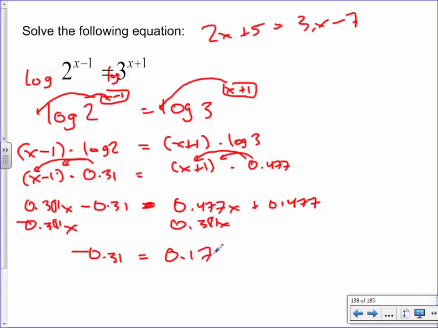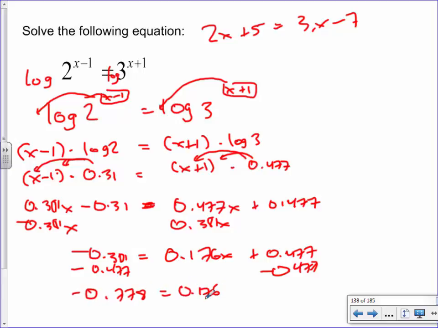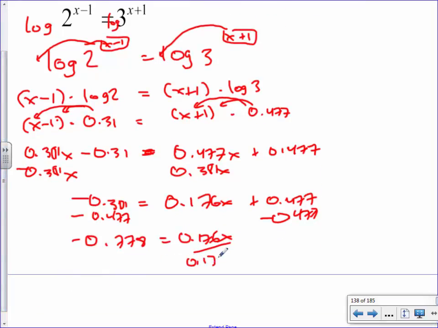0.176. So 0.176? Yeah. Okay. Plus 0.477. And then, well, we don't want this 0.477, so subtract it to the other side. So what is that? That's a 301. Okay, I should be able to do that. That's going to be negative 0.778. Is negative 0.176.